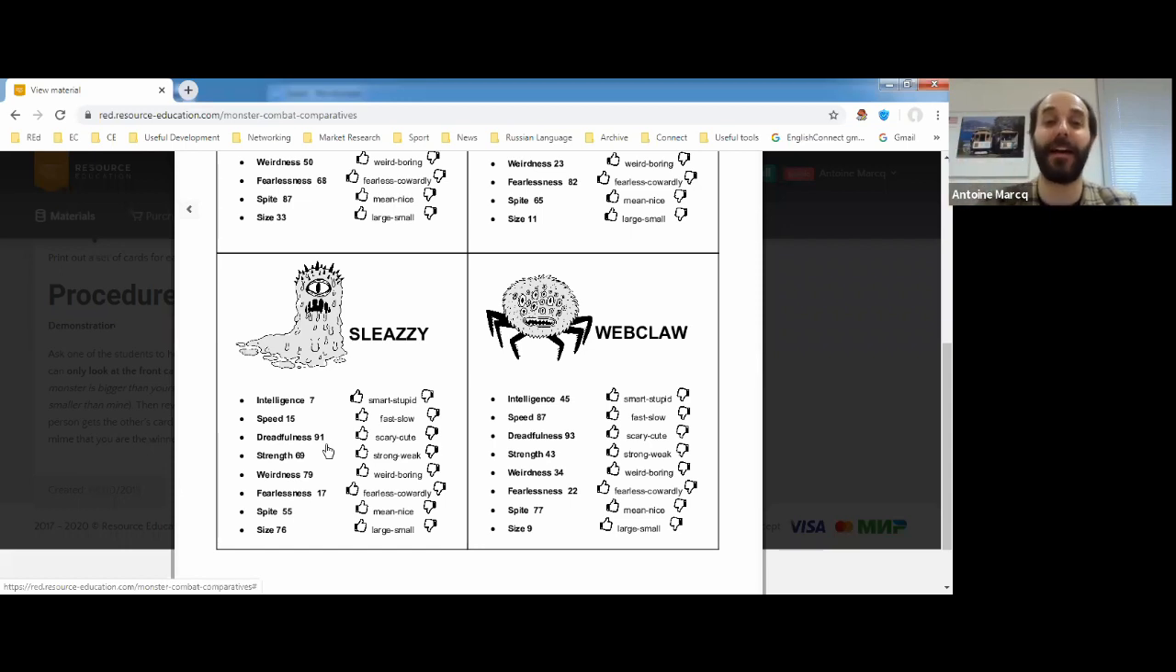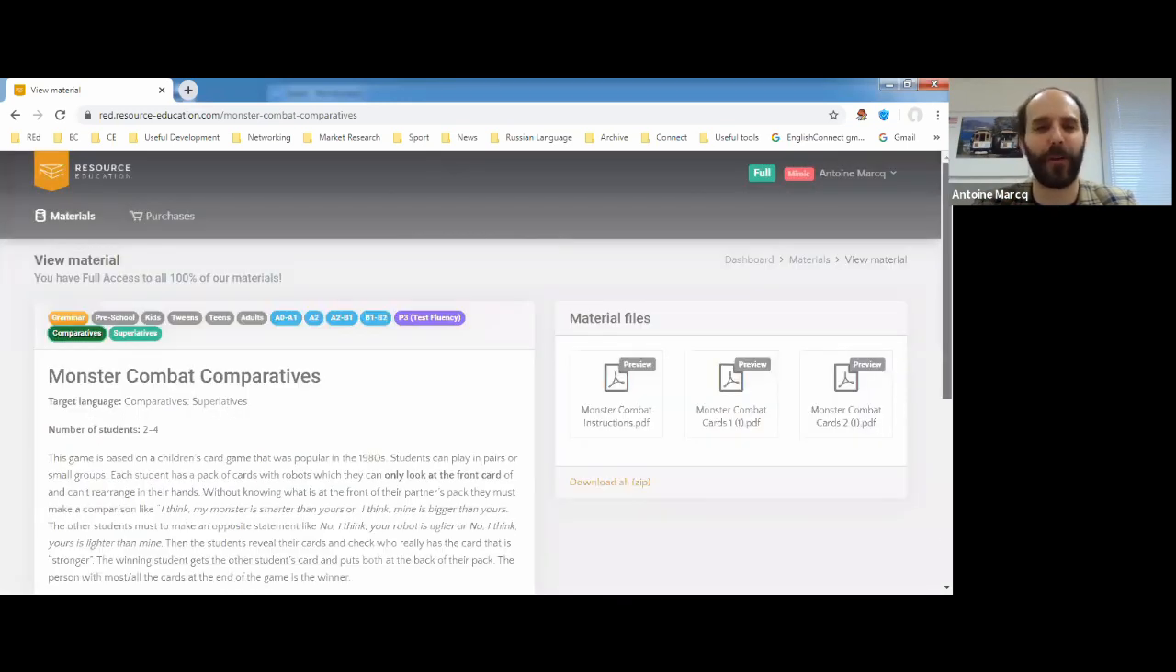We continue like that. This is a great production activity. It's loads of fun. Kids have loads of fun comparing their monsters.